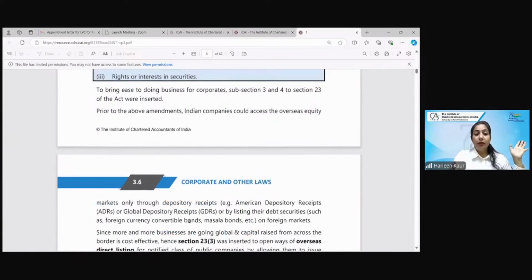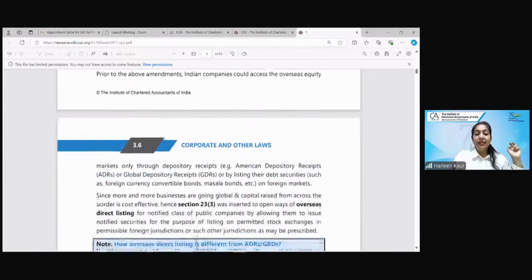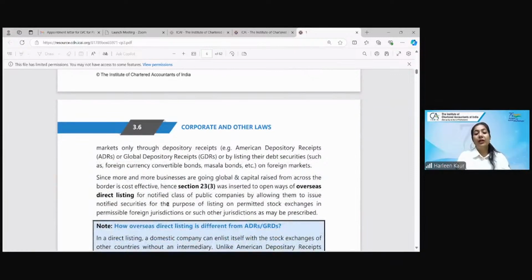It says Indian companies have access to overseas equity markets through depository receipts. So ADRs and GDRs are also part of this chapter, section 40-41, where we'll be talking about GDRs. Simply, he's trying to tell you that since people are going global and capital is being raised from outside, section 23, subsection 3.